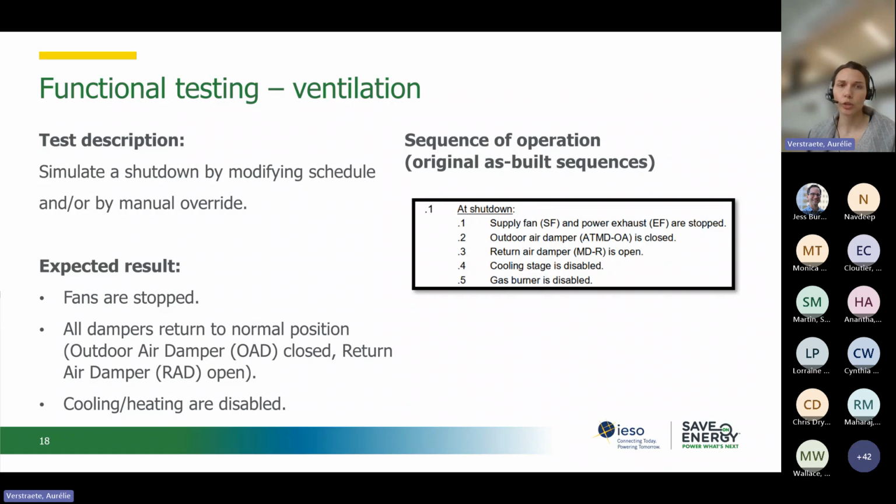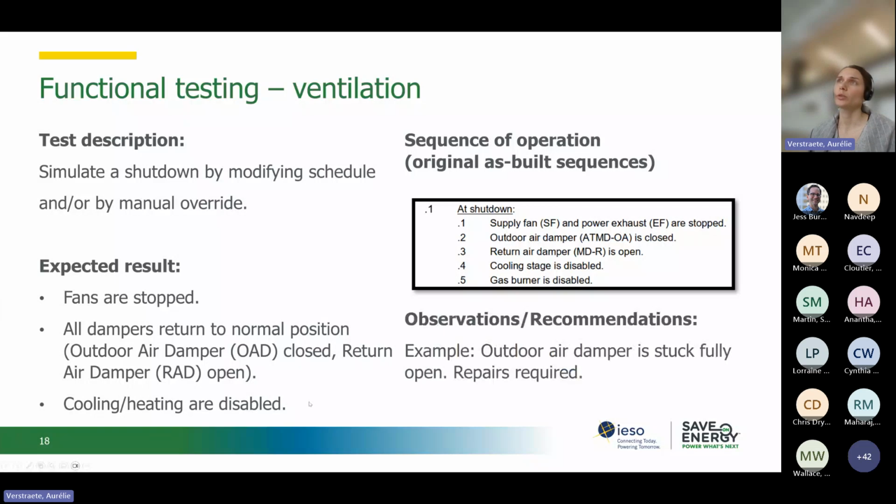Here, during the functional test, the commissioning provider will document any observations and maybe preliminary recommendations. We give an example here of what could be observed during that test. Maybe you will see that the outdoor air damper is stuck fully open, and then your recommendation, of course, will be that repairs are required.